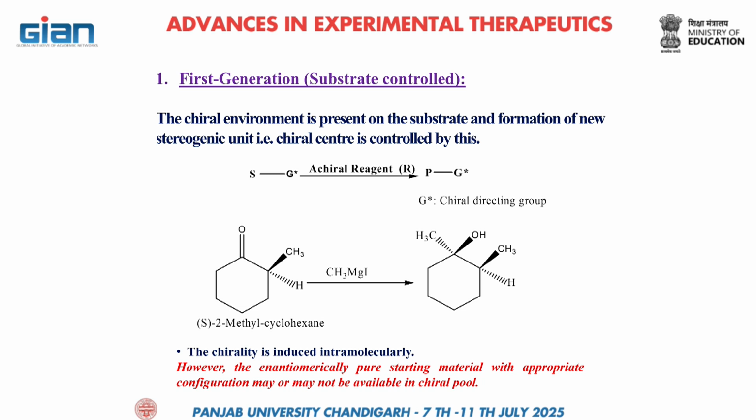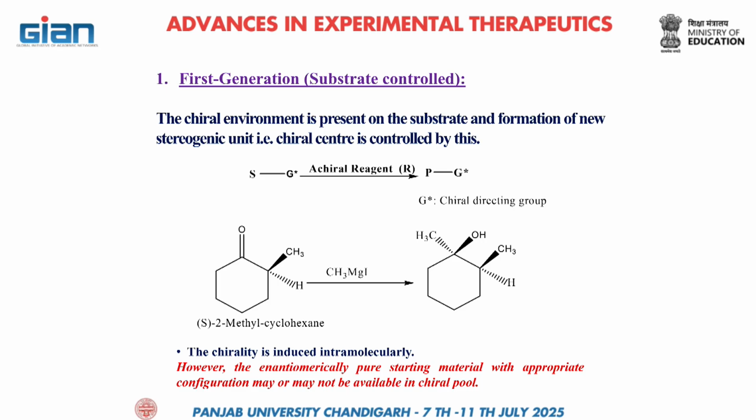Okay, now what is the drawback? Now you can see in whole slide in red color it has been discussed. However, the enantiomerically pure starting materials with appropriate configuration may or may not be available in chiral pool. अब आपके सबस्ट्रेट में जो chiral यूनिट प्रेजेंट है, ऐसा सबस्ट्रेट अगर आपके पास अवेलेबल ही नहीं होगा, will you go with first generation?